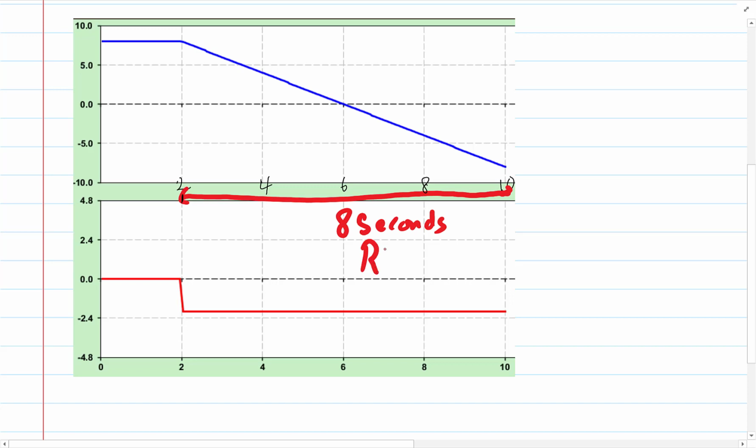And that's the run. The rise. Well, it actually wasn't a rise, it was a lower, but we'll call it the rise still. It went down from positive 8 down to negative 8. So this went down 16. So that is the rise.